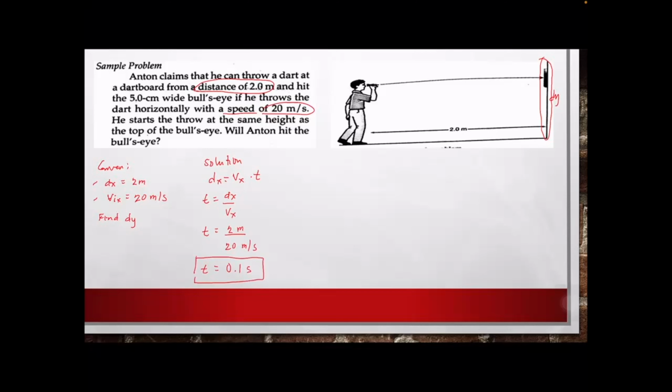So, meron na tayong time. Now, we can now get for the dy. To get for the dy, we will have dy is equal to g times t squared over 2, where g is 9.8 meter per second squared, so 9.8 lang. Then your time is 0.1 squared over 2. Now, paki-compute po.